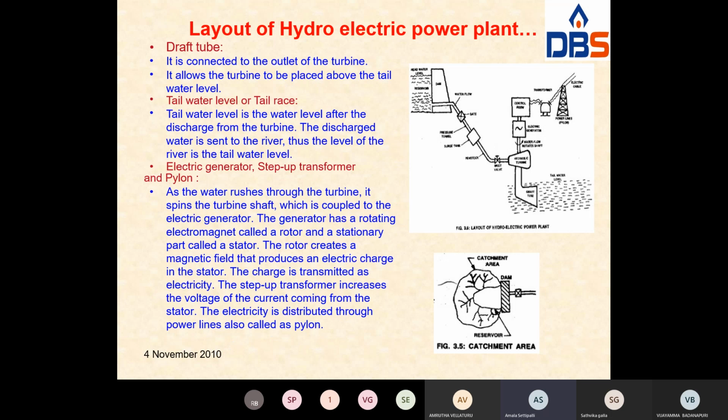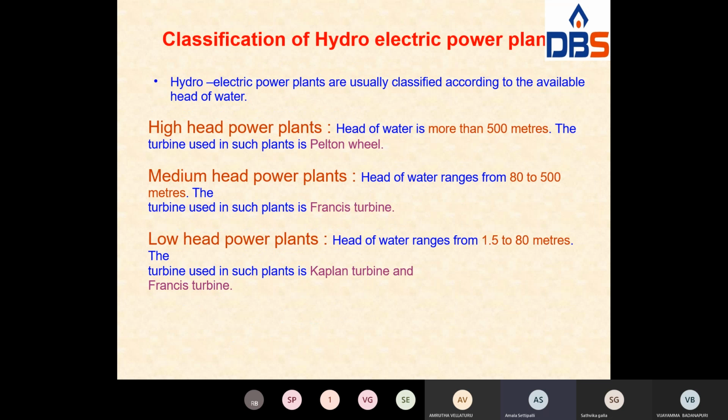Next you can see the classification of hydroelectrical power plants. Hydroelectrical power plants are usually classified according to the availability of head of water. What is the head? The height of water is nothing but the head. The height of the water in the reservoir is the head. According to the head of the water, the plants are mainly classified into three types: high head power plants, medium head power plants, and low head power plants.